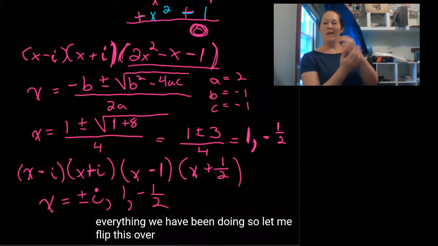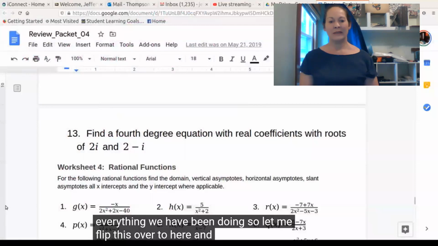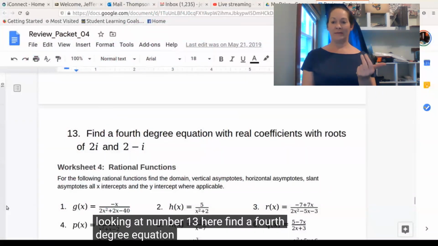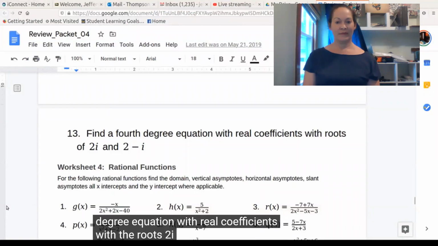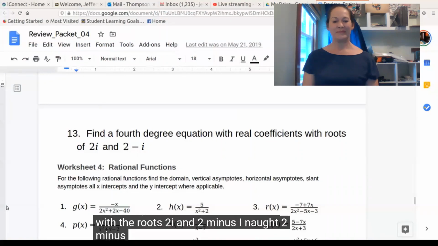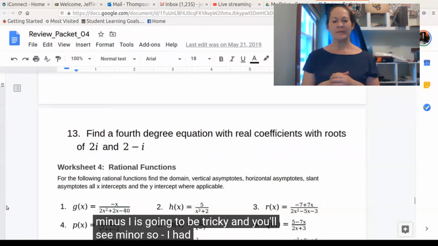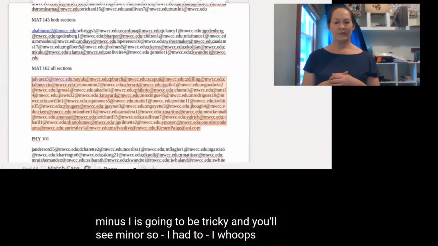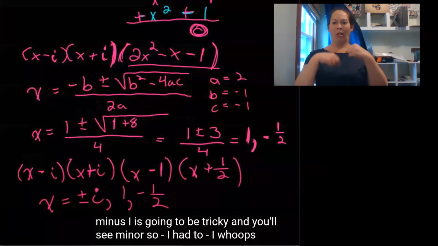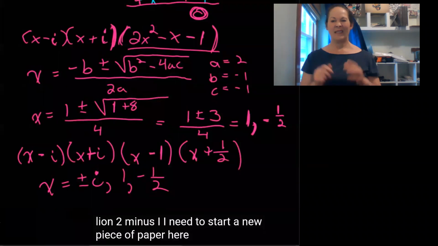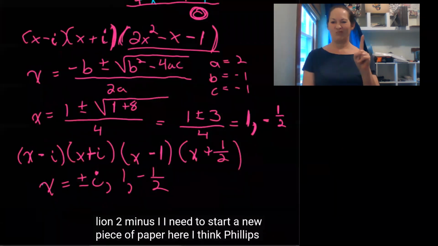So let me flip this over to here. All right. And so we're looking at number 13 here. Find a fourth degree equation with real coefficients with the roots 2i and 2 minus i. Now 2 minus i is going to be tricky, and you'll see why here. So 2i and 2 minus i. I need to start a new piece of paper here, I think. Is it filled up? So give me a second.